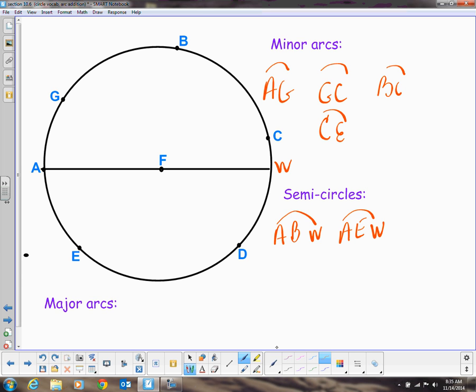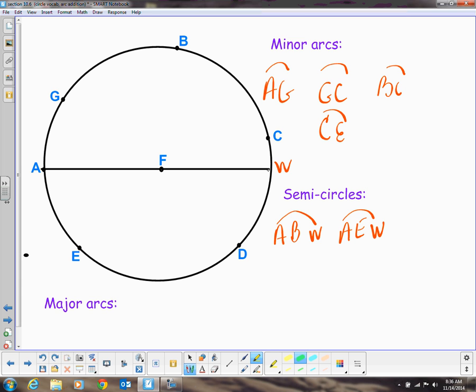Okay, Brian brought up a good point. He's talking about the arc from C to G. If I go from C to G this way, it is not minor, it's major, and it requires 3 letters. See why we need 3 versus 2? Otherwise you get confused. Yes? How is ABW? A, W are the endpoints, and it passes through B. That is a semicircle.